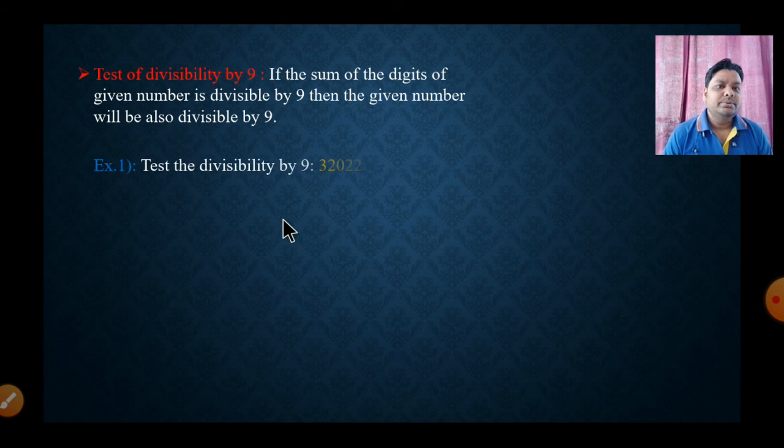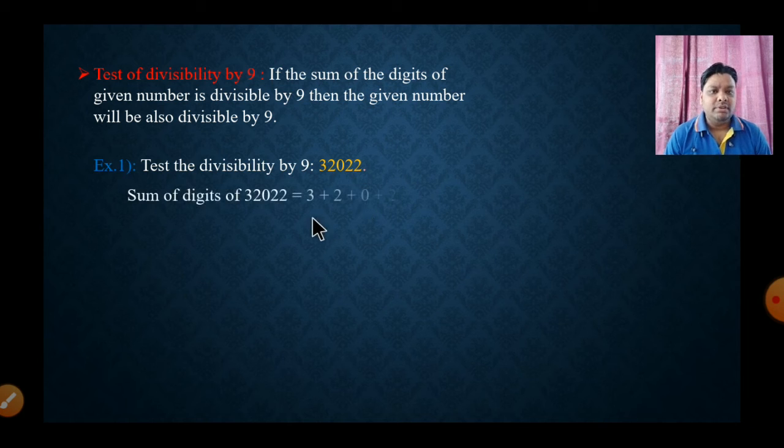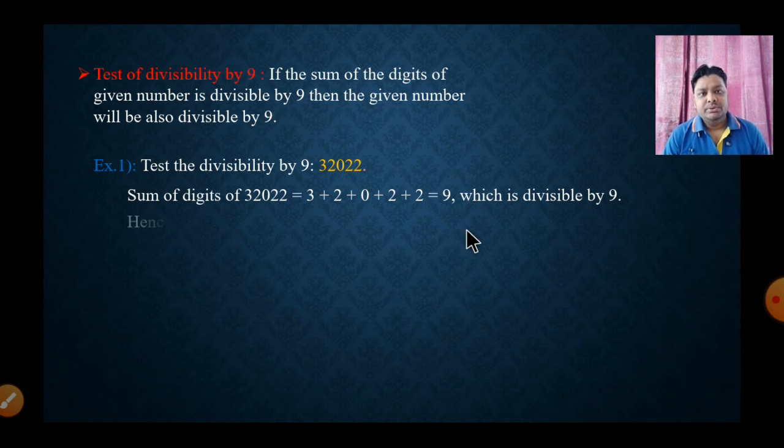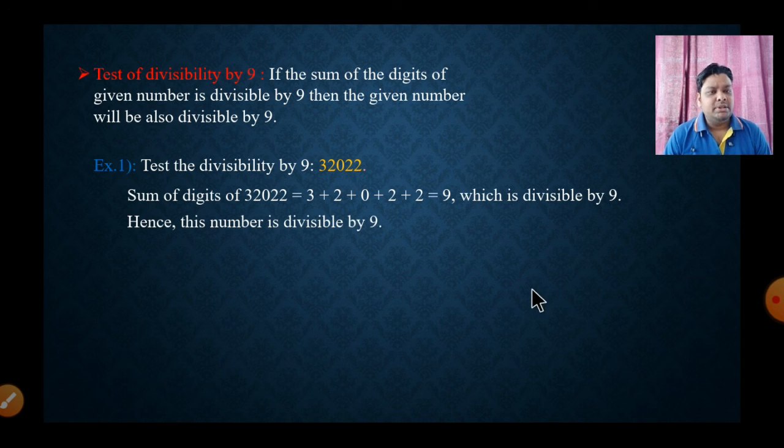Now, the question is 32022. Okay, now again we will add all the digits. Then it will be 3 plus 2 plus 0 plus 2 plus 2. It will be 9. And we know that 9 1s are 9. It means it is divisible by 9. Okay, so we can say that this number is also divisible by 9.